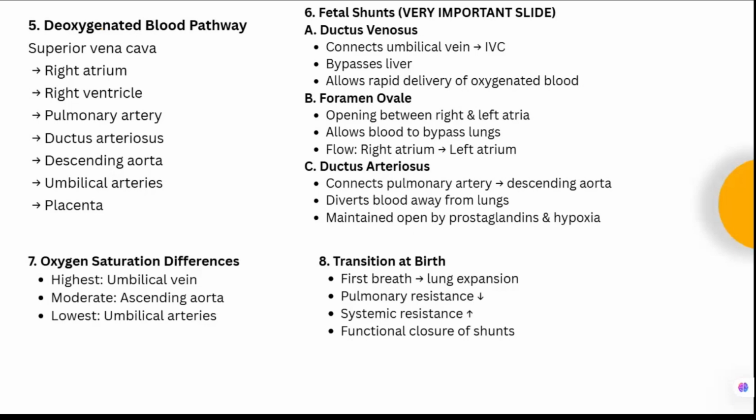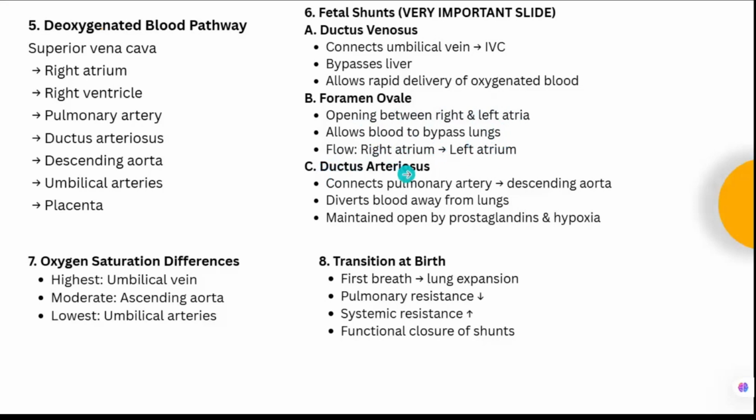Okay. So what are the shunts that we have already discussed? There are three shunts. The ductus venosus connects the umbilical vein with the IVC. It bypasses the liver and allows rapid delivery of the oxygenated blood. Then at the level of the heart, you have the foramen ovale. There is an opening between the right and left atria, which allows the blood to bypass the lungs. Its flow is from the right atrium to the left atrium.